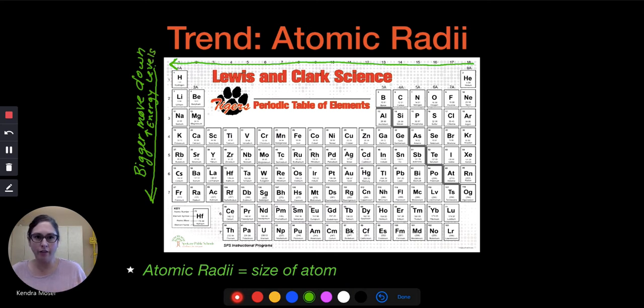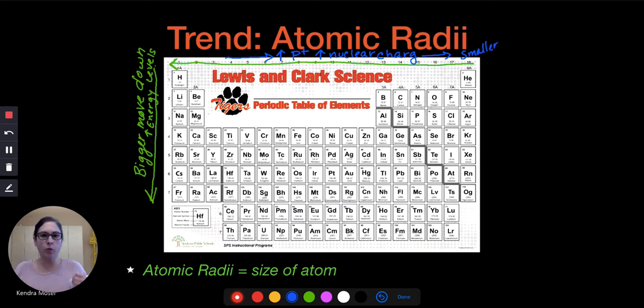Okay. However, across the period, we see that as we move from left to right, we're increasing. So as we move left to right, as we're moving in this direction, we're increasing the protons, which increases the nuclear charge. And that's making these atoms over here smaller.